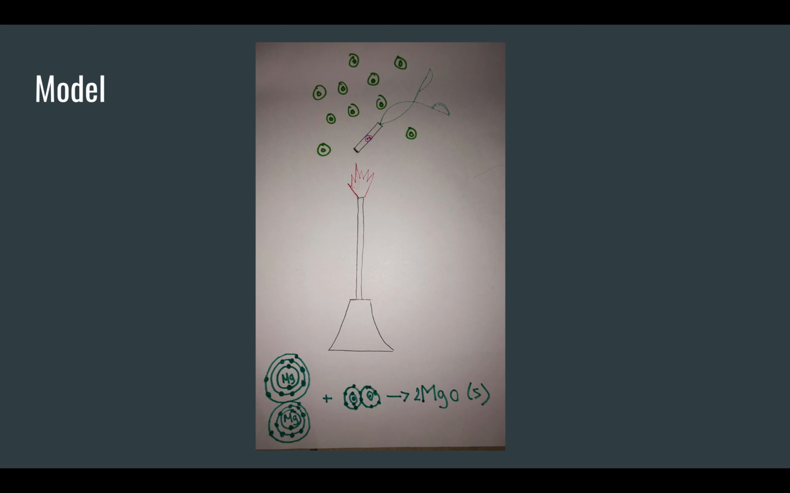The matter was conserved throughout the reaction, as we started with 2 plus 2 coming from 2 magnesium atoms and 2 oxygen atoms, then on the right hand side there is 2MgO being produced, making it once again 2 plus 2, proving that matter was conserved.